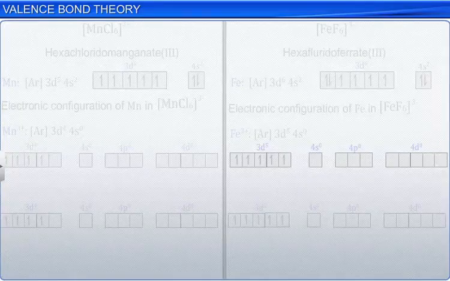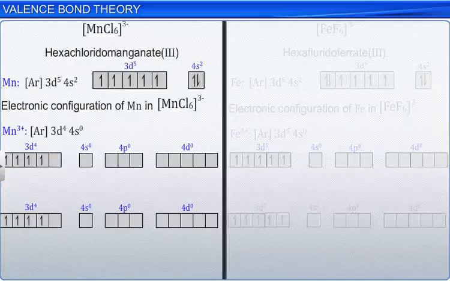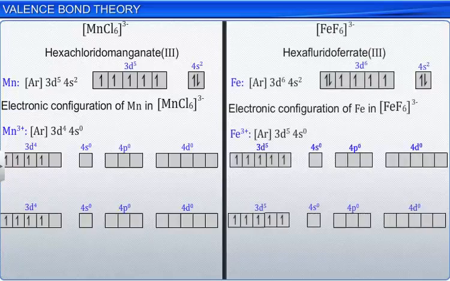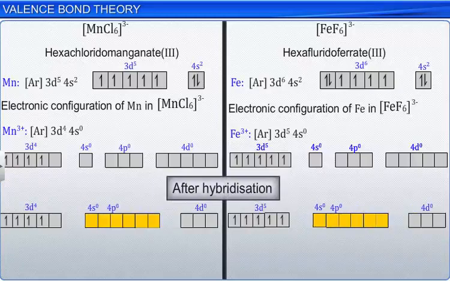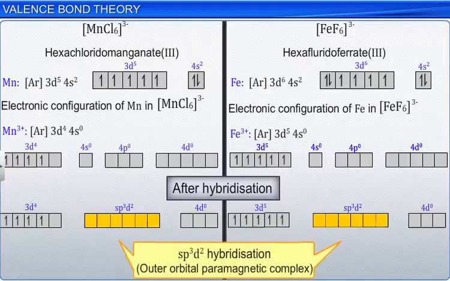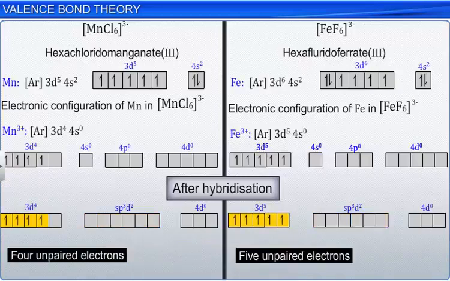Similarly, in the complex ions hexachlorido manganate(III) and hexafluorido ferrate(III), the outer 4s, 4p and 4d orbitals get involved in the hybridization to form outer orbital paramagnetic complexes with 4 and 5 unpaired electrons respectively.